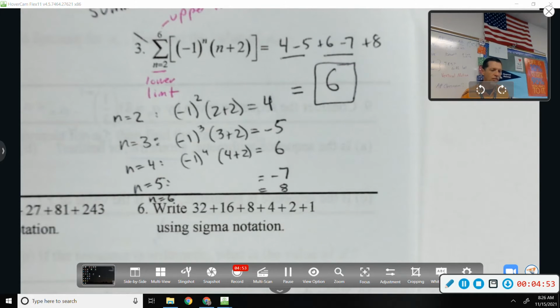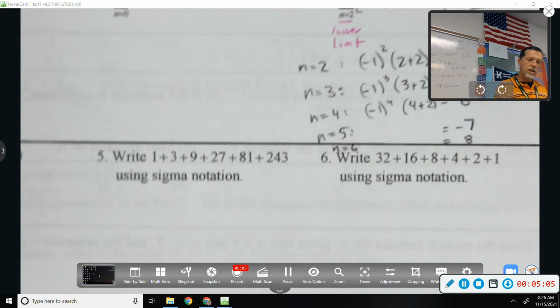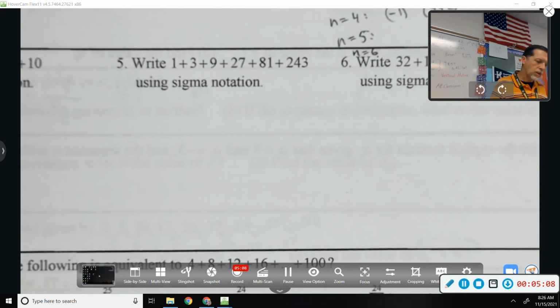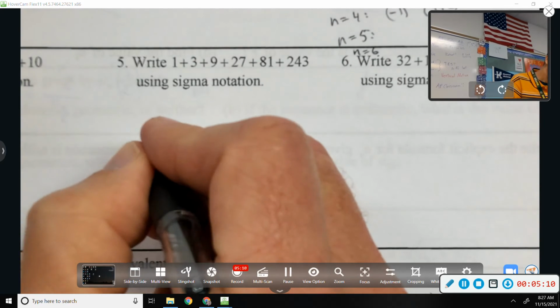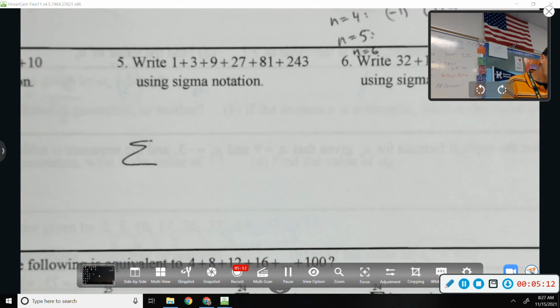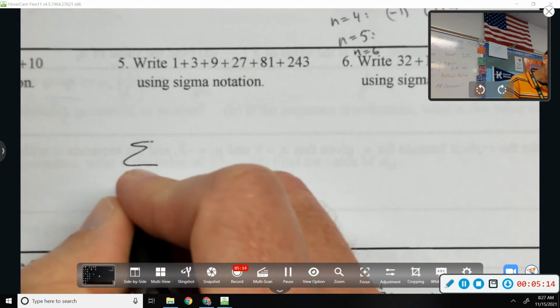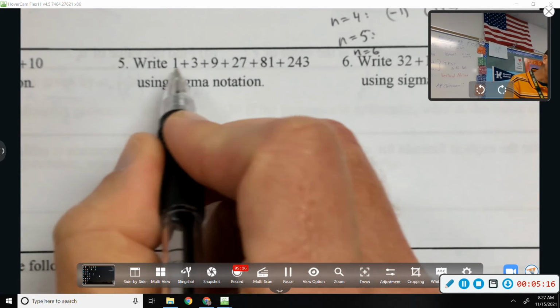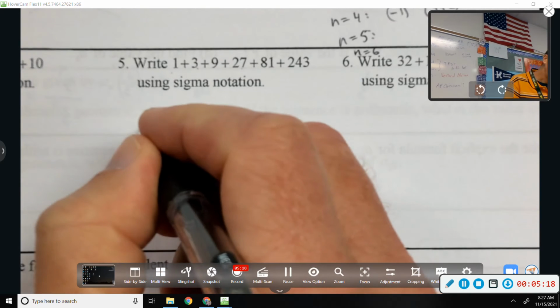Let's do one that has a shortcut. So let's do a few more. Can we do one like 5? Yeah. Okay. Write that one using sigma notation. Yeah, we just gotta take out 3. So that's sort of going backwards. We'll start with 1 and go to 1, 2, 3, 4, 5, 6 terms.